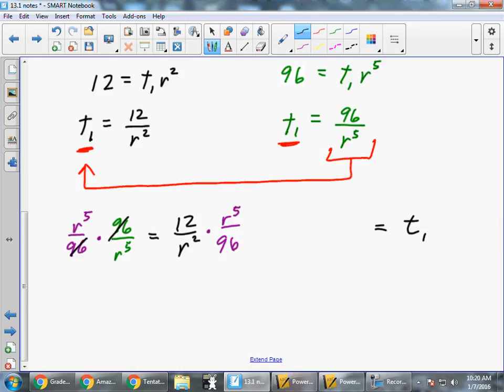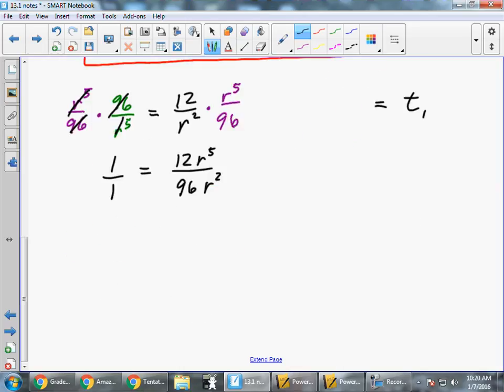Okay, this is 1. This is 1. So this is 1 over 1. It doesn't cancel, it equals 12r to the 5th over 96r squared. Okay? We're doing well. 1 over 1? Think easy. 1 equals. Okay, now, what, 12 over 96?